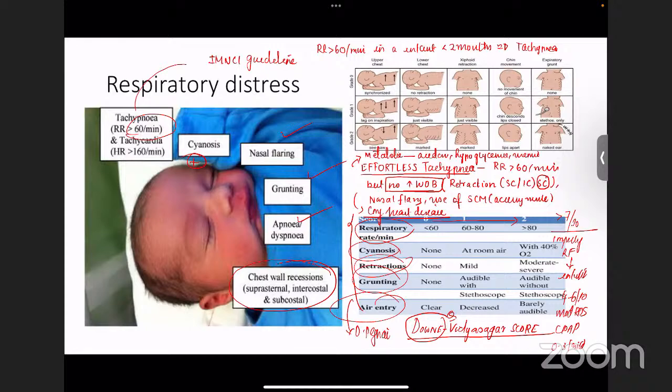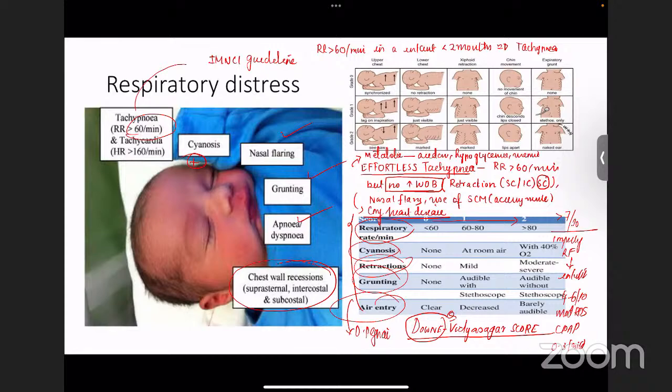You have to assess this Downes score every 1 to 2 hours to know what the grading is, because it's a dynamic score. As respiratory distress sometimes resolves, or it may progress to a higher level score, and then we have to escalate the respiratory support.